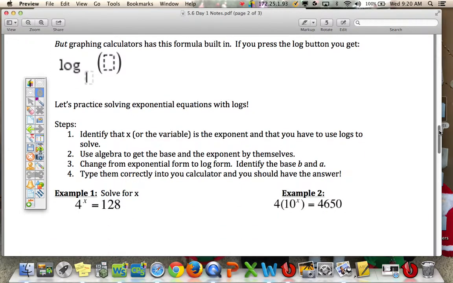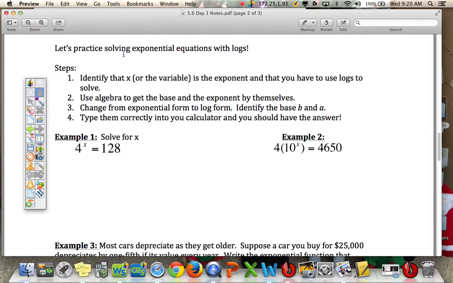Alright, so let's go over how we would solve. Let's practice solving exponential equations with logs. Here are the steps. Identify that x is the exponent and that you have an exponential function.